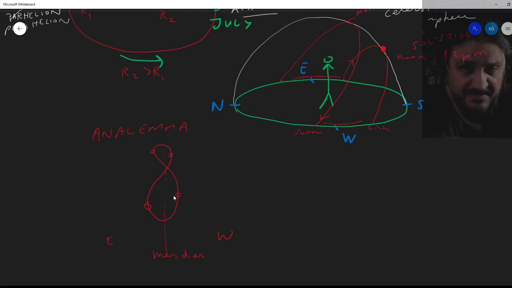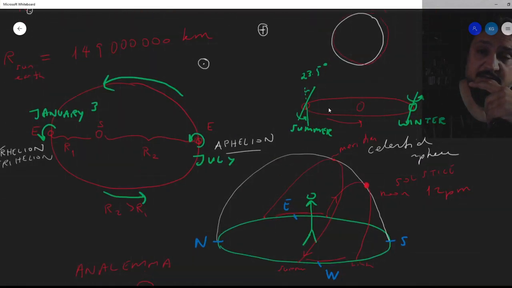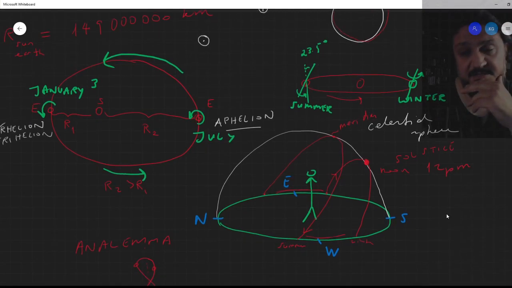Now this shape looks like an 8, right? And that's because of this observation that we would have, which is a result of this 23.5 degree inclination.